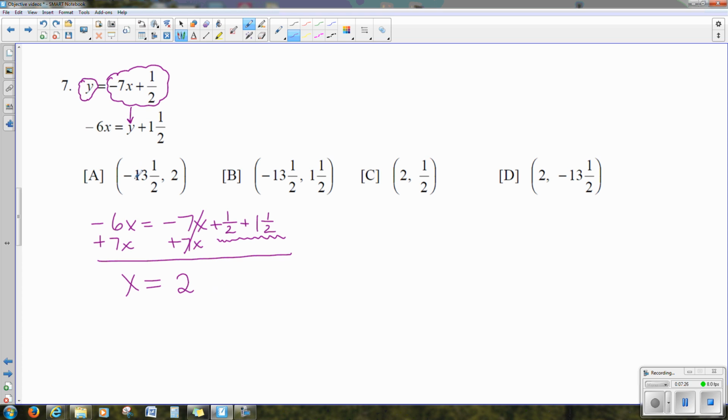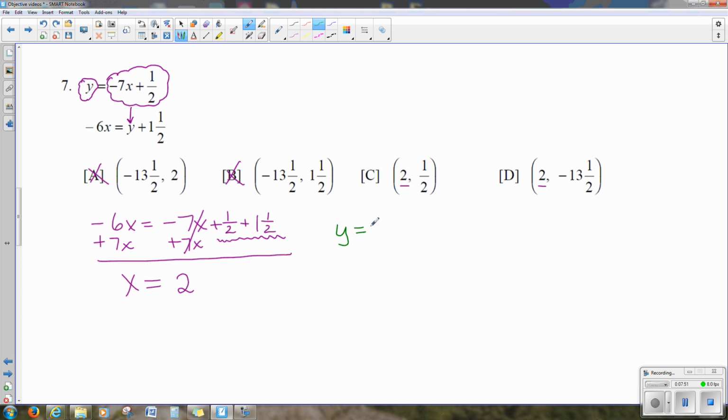This has the wrong x value. This has the wrong x value. This one's good. And that one's good. So now we're going to have to go back in and figure out what our y value is. So I'm going to use this first equation. Remember, you could use either equation. It really doesn't matter. But since I want to find y, this one's kind of set up nicely.